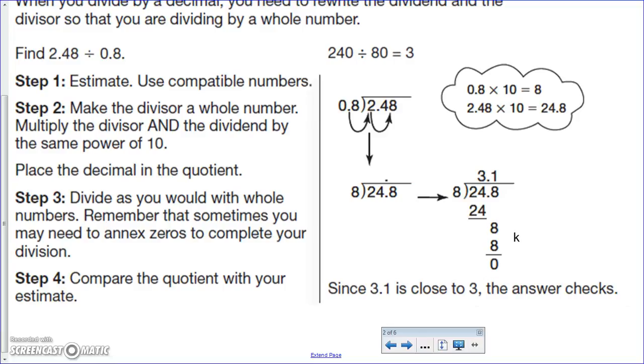Then we bring down the 8. 8 is going to go into 8 once, so we put the 1 above the 8. And we subtract 8 from 8, we get 0. So we don't have a remainder. Decimal division does not have a remainder.